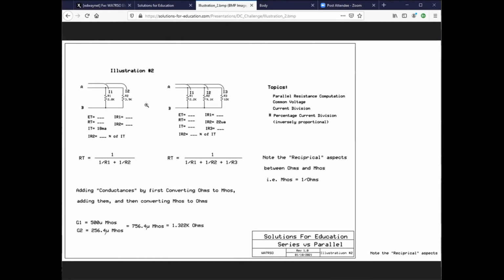And now is the time to point out that the difference between a conductor and a resistor is a reciprocal relationship. By the way, anybody know what conductance is measured in? Mhos. Mhos, which is ohms spelled backwards. Mhos. So what we've got here, see this reciprocal value? This is camouflage for conductance.